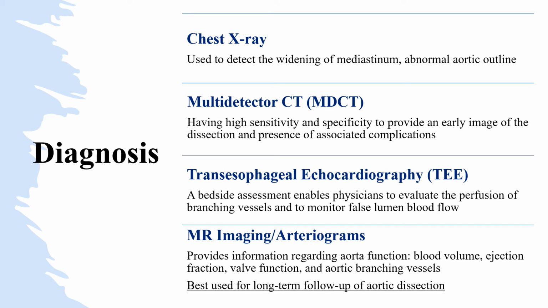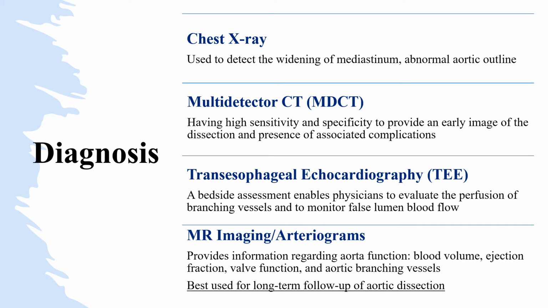Another method is transesophageal echocardiography, TEE. This is mostly used in hemodynamically unstable patients. The physician will insert a tube with a transducer into the esophagus, and that will give us an image of most segments of the aorta. However, compared to the MDCT, it doesn't provide clear images of the descending aorta.